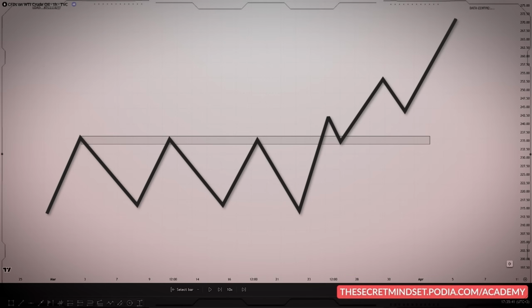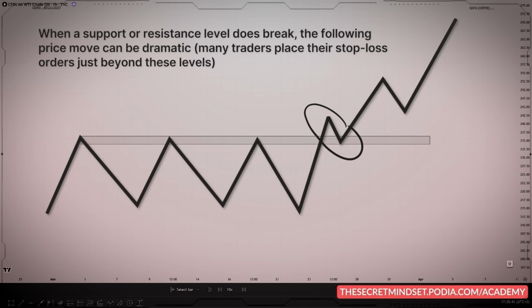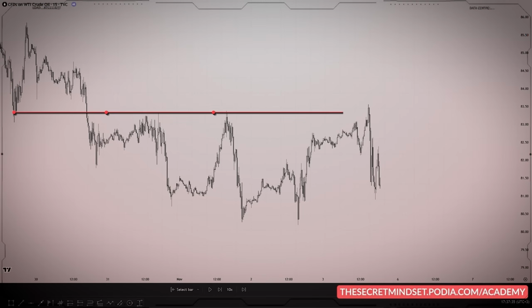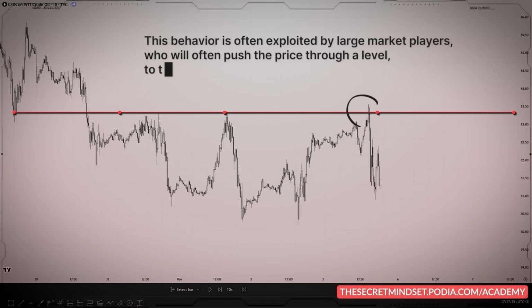When a support or resistance level does break, the ensuing price move can be dramatic. This is because many traders place their stop-loss orders just beyond these levels. When the level breaks, it triggers a cascade of orders, accelerating the price move. This behavior is often exploited by large market players, who might push the price through a level to trigger these stops before reversing the move.